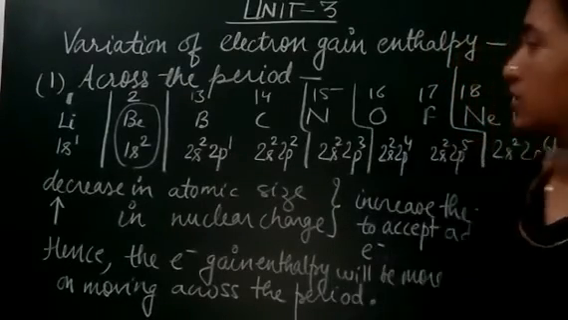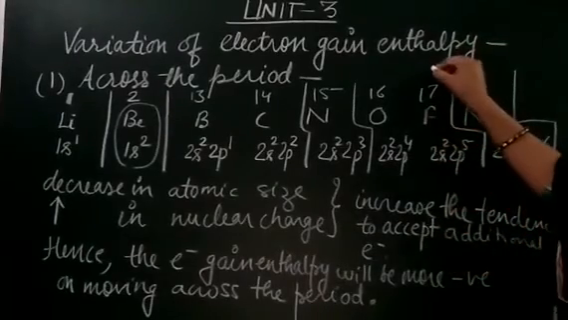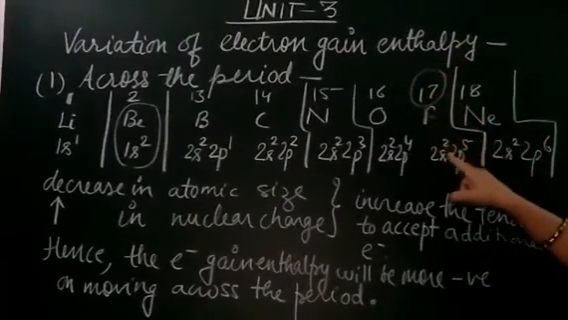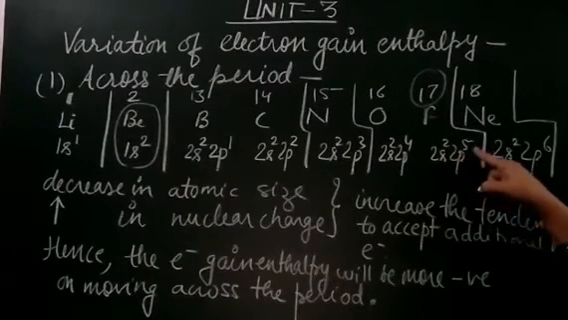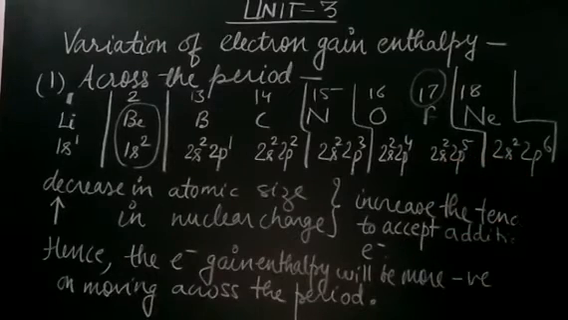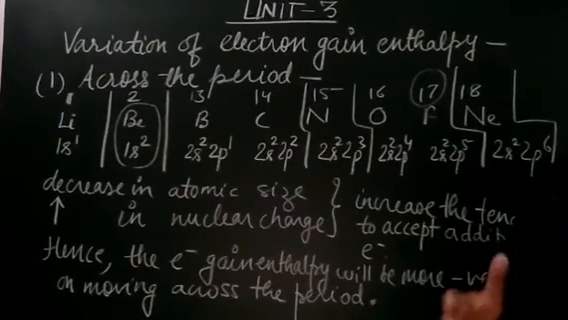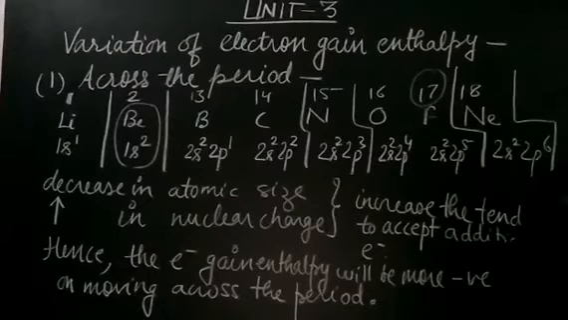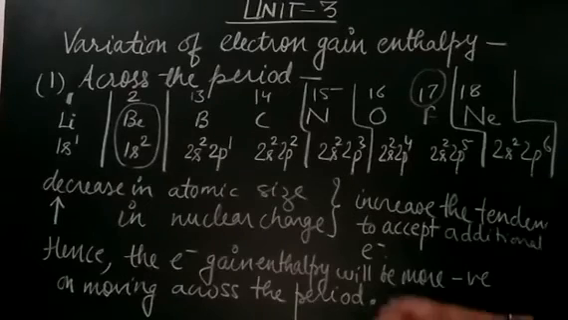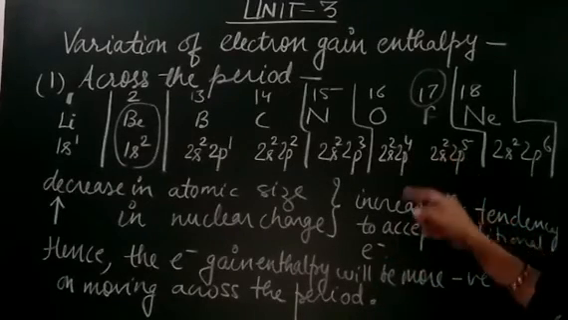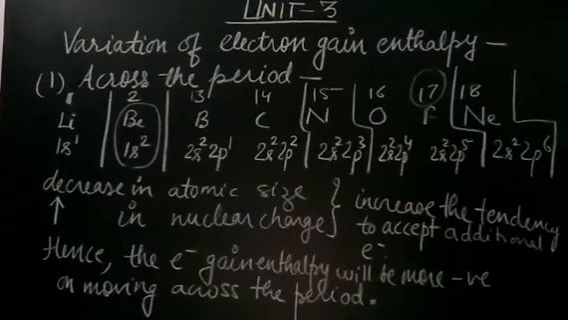And if you see the configuration of these group 17 elements, it is 2s2 2p5. They need only one electron to get the stable configuration. So they have stronger tendency to accept the electron, and hence readily they will accept the electron and the energy will be liberated out. So they have got maximum negative electron gain enthalpy. So across the period, which group has got the maximum negative electron gain enthalpy? It is the halogen.